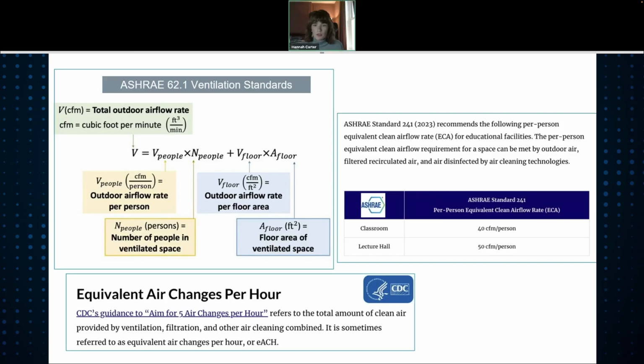And as I mentioned, this course also dives deeper into how to calculate outdoor air ventilation rates per standard 62.1, and presents both the CDC and ASHRAE's view on how filtration and air cleaning adds to the overall clean air provided to buildings. There are many examples and test your knowledge activities throughout explaining the different metrics, like equivalent clean air changes per hour, ECAi per CDC, or those volumetric per person equivalent clean air flow rates introduced by ASHRAE standard 241 and defined through calculations. Next slide.